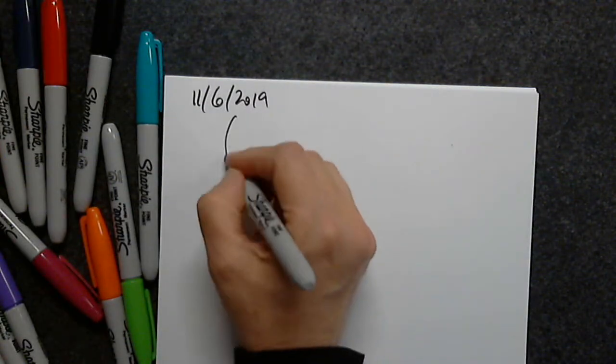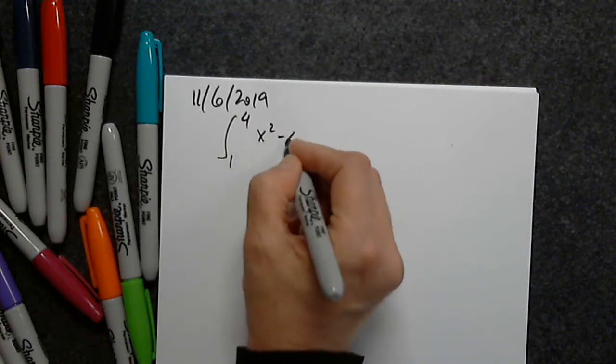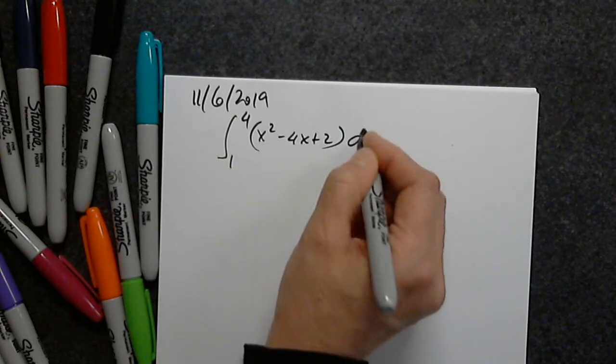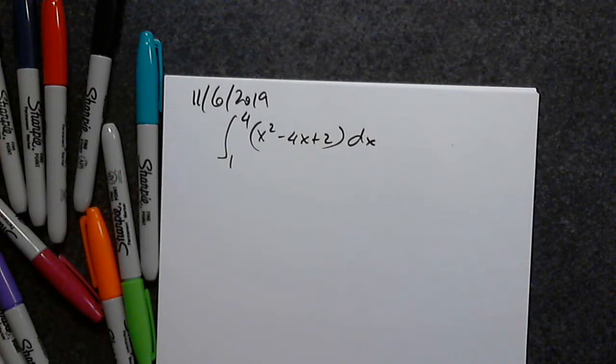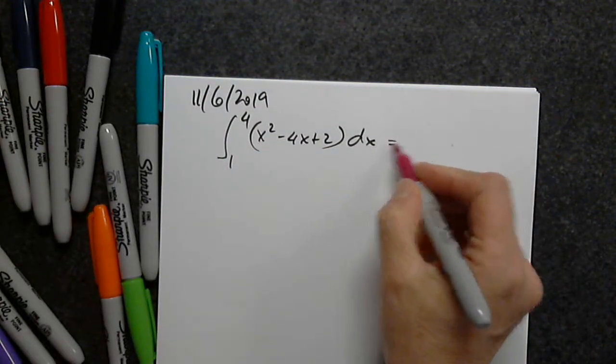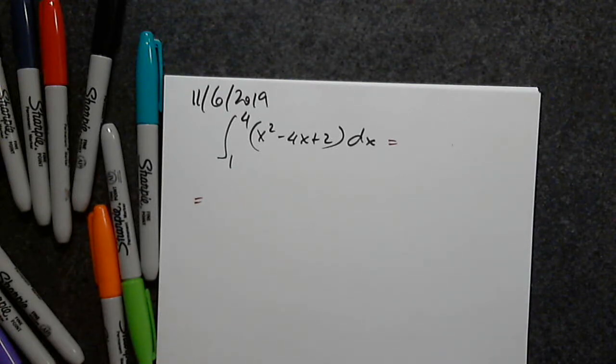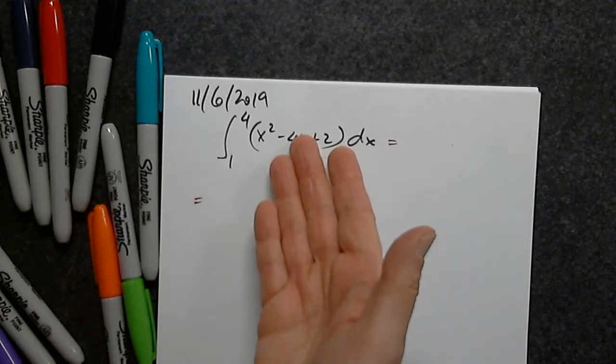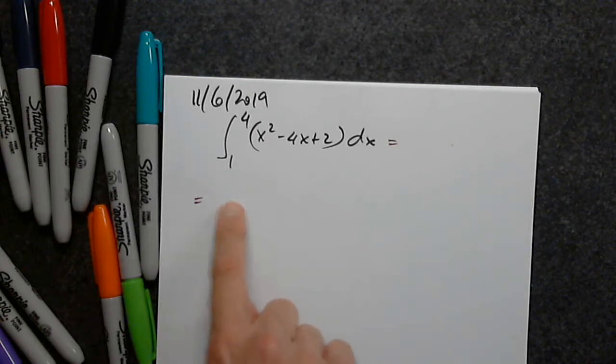Okay, so let's look at the integral from 1 to 4 of x squared minus 4x plus 2 dx as a starting point. So where do we start? How do we think about this? What do we do? We have to determine the function, what? How is this called? And yes, uppercase F, which is the antiderivative.